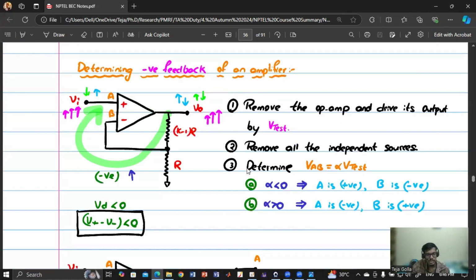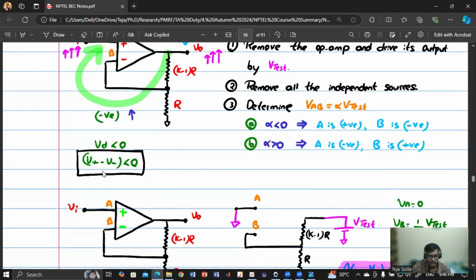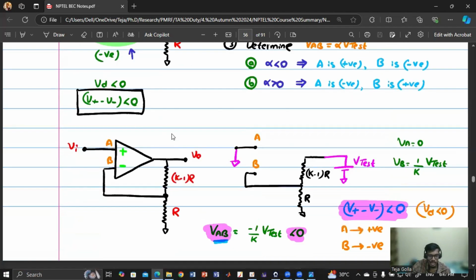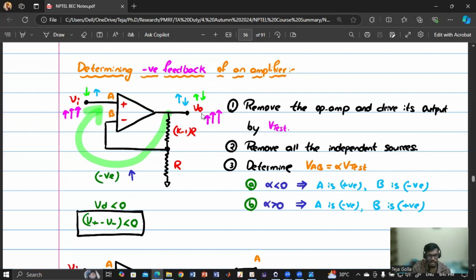And we have also seen this is one of the important topics: how to determine whether the amplifier is in negative feedback or not. We have seen that we have to remove the op-amp and excite it with a test voltage at V0, and then see whether V positive terminal minus V negative terminal is negative or not. Accordingly, the terminals will be selected as positive or negative.